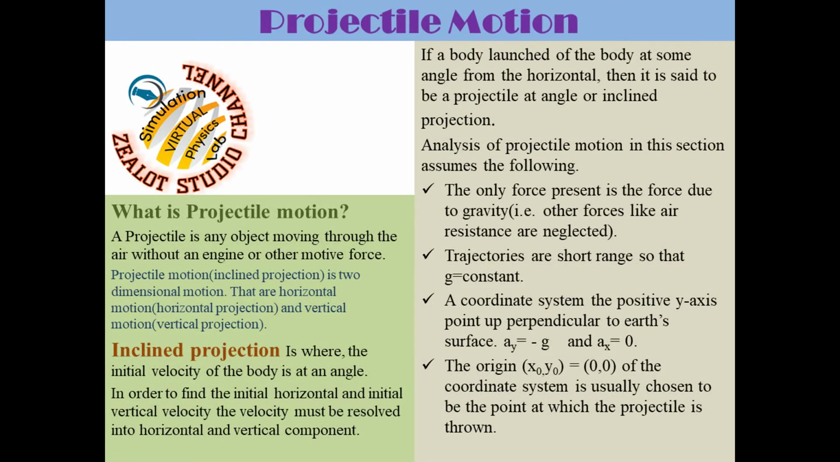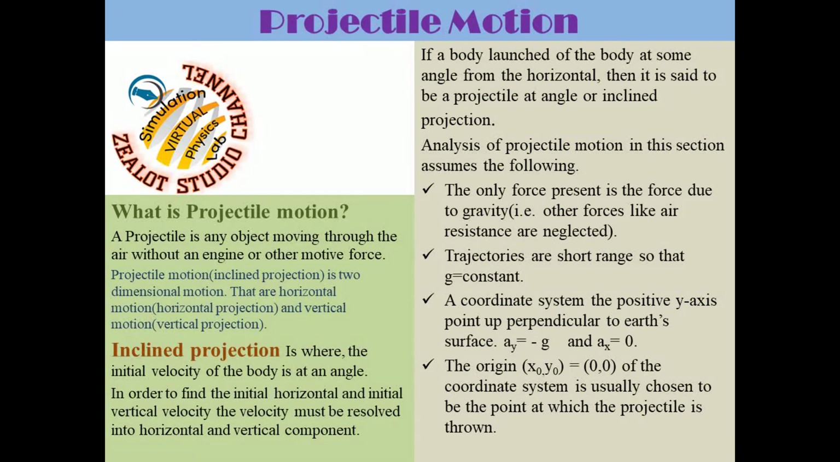ay means the vertical acceleration; when it is upward, it is negative. And ax is 0, which means there is no acceleration in horizontal motion, or there is no force, no drafting force, no motive force acting in the horizontal direction. Therefore, acceleration is 0.